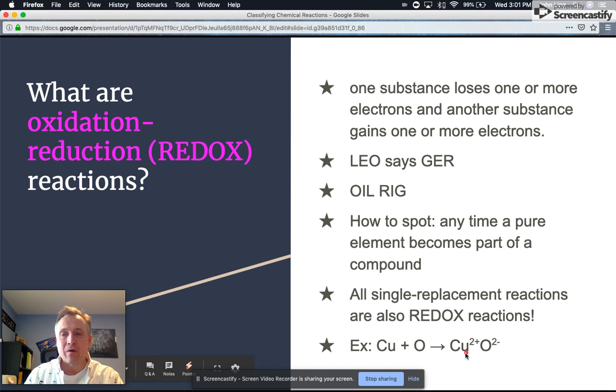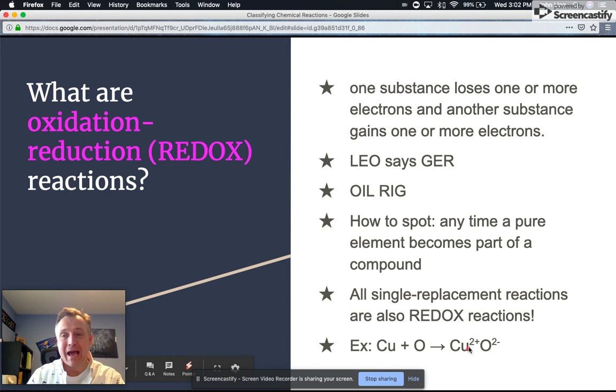And what happens, though, to form this, right, if we remember from our periodic table, oxygen is in group 16, so it has 6 valence electrons. It really wants to have 8, right? So when it hooks up with copper here, copper has a couple of electrons to donate. So copper gives up 2, oxygen takes those 2, and this now becomes an ionic bond, but also oxygen has gained 2 electrons. So oxygen has gained, so oxygen was reduced.